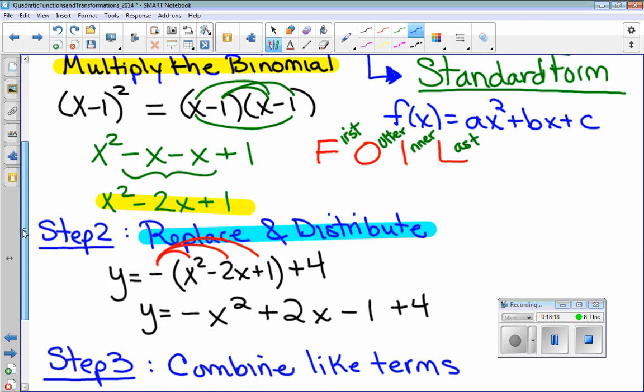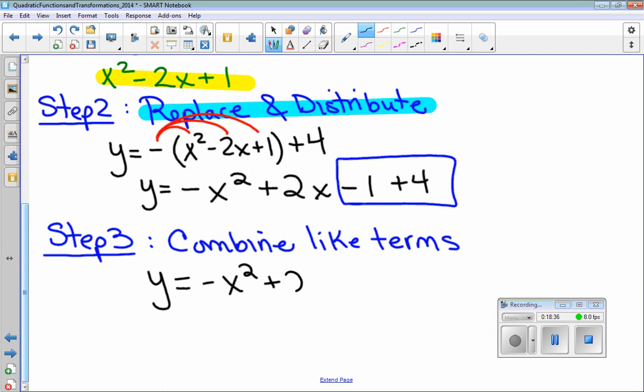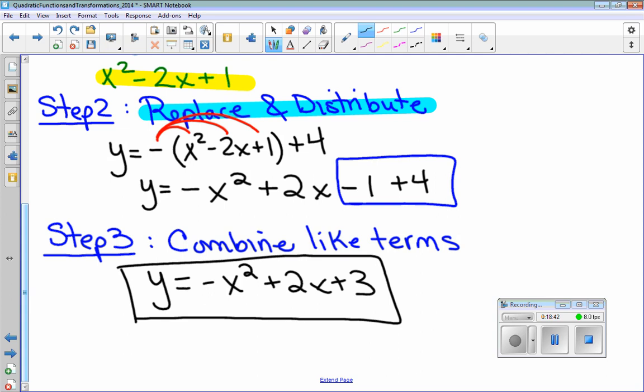Okay? All right. Step 3 is to combine my like terms, which in this case are just these 2. We cannot add something that's squared to something that's not. So my final answer in standard form is y equals negative x squared plus 2x plus 3. Very good. This is standard form.